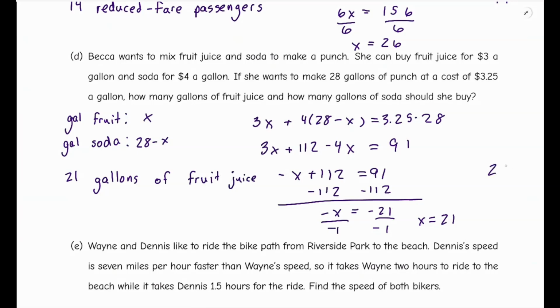And then 28 minus 21, which is 7 gallons of soda. And that is it for part D.